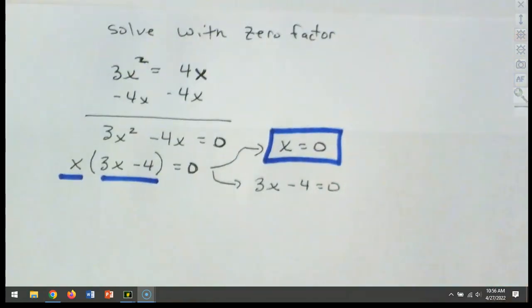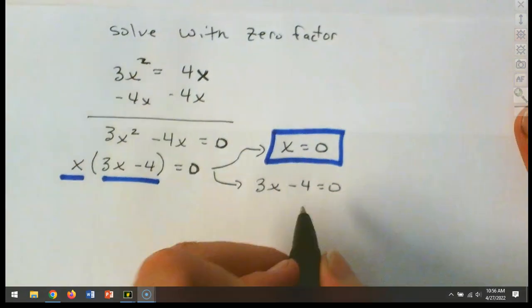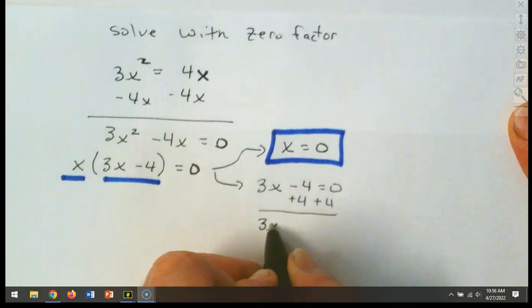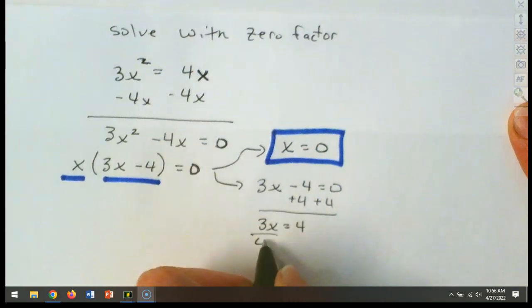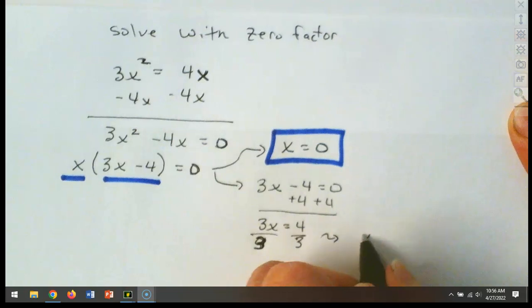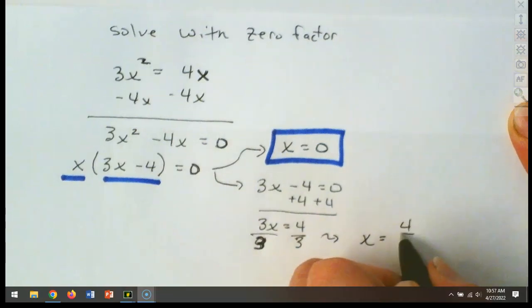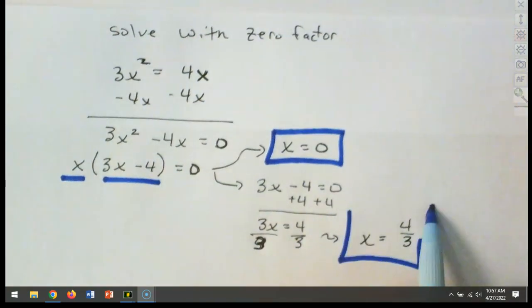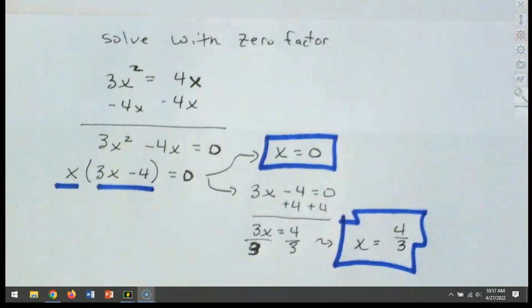We can solve that, right? This is now linear. We can solve it. So add your 4 over. So 3x equals 4. Divide by your 3. My mistake there. Divide by your 3. And that gives you now x is going to be 4/3. So there's your second answer. These have several answers in most cases. So this one has 0. And it also has that positive 4/3. Let's do another one.